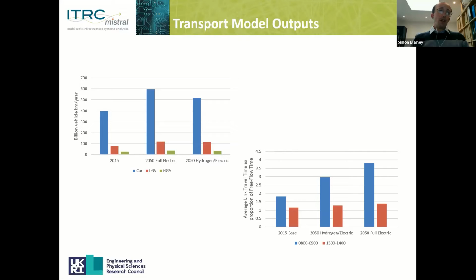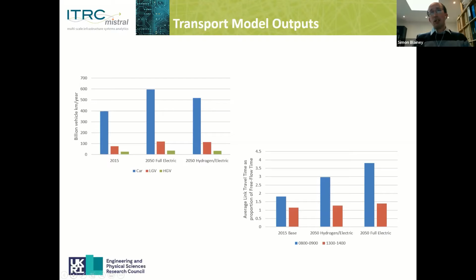Related to this, on the right, you can see a measure of congestion. This is showing the average link travel time as a proportion of the free flow travel time. So if that value is greater than 1, then that implies that there is some level of congestion. And this is modeled for two different time periods, the morning peak and the quietest hour in the middle of the day. And you can see again that congestion levels are substantially higher with the full electric strategy. And this again is because travel is cheaper, so people will try to travel more. The growth compared to 2015 is also driven by the substantial population growth which has occurred over that period.